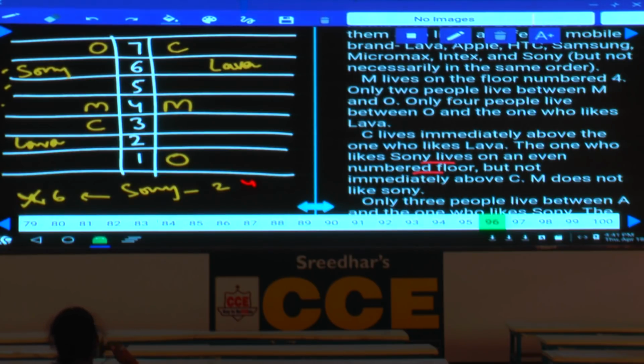In this case, M does not like Sony. This is ruled out. Hence, Sony must be on the 2nd floor. M does not like Sony.